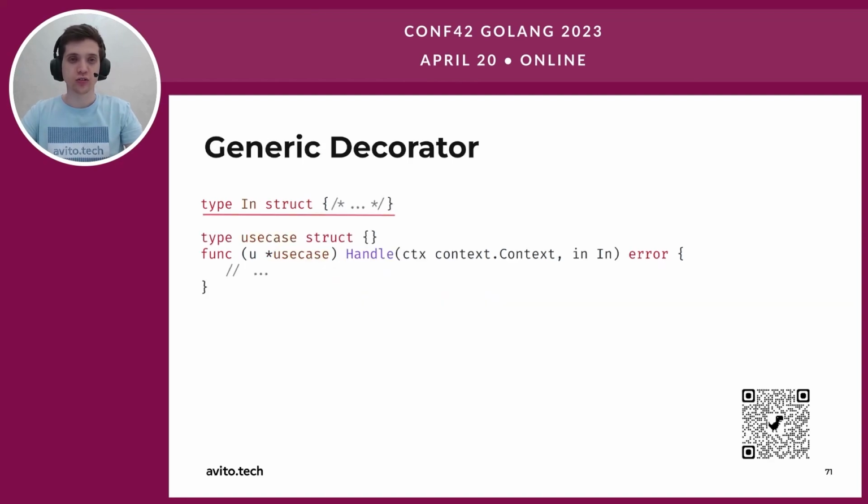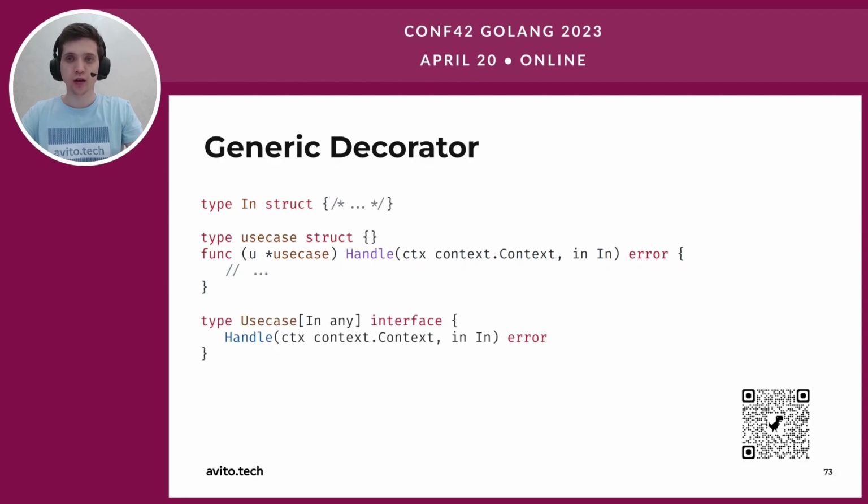Let's try to use a generic decorator. To get a generic decorator, we should use a trick. The trick consists of using a structure for the arguments of the use case and naming the method identically in all use cases. In our case, we use the name Handle. Then we create an interface which matches our use cases.